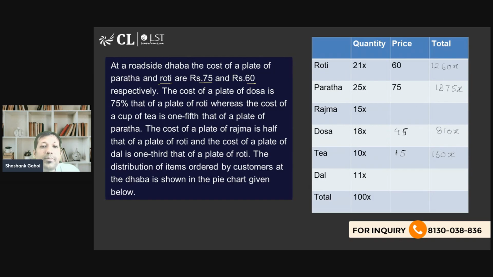The cost of a plate of rajma is half that of roti. So roti is 60, so rajma is 30. So it comes out to be 450x. That's what we have. And the cost of dal is 1/3 of a plate of roti. So roti is 60, so dal is going to be 20, so it is going to be 220x. And that's what the question is talking about. So what I'm going to do, I'm just going to add up all the values. Why am I adding all the values, why am I wasting time? This is what is given in the total question.